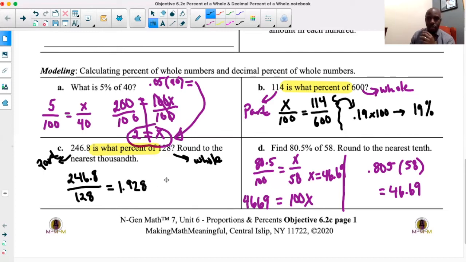Now notice there's some words here that I kind of skipped over, but now I realize how essential they are. The words say round to the nearest thousandth. Round to the nearest thousandth. This one over here says the nearest tenth. So we're going to come back to that one and fix it as well.